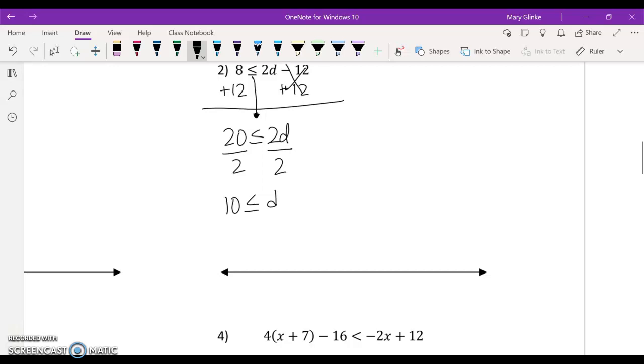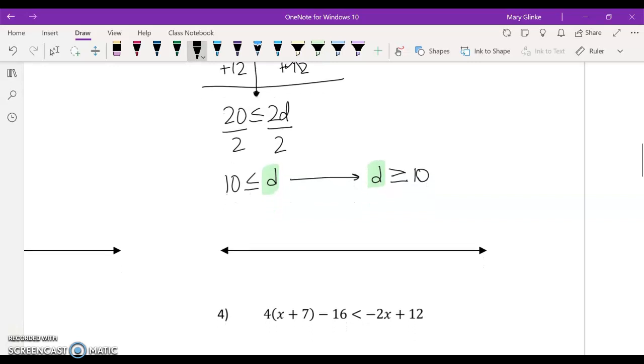Now when you have the variable on the right-hand side, you have to be careful, because this is saying 10 is less than d. So d is the bigger value. What we want to do is write the variable on the left-hand side. So d is actually bigger than or equal to 10. If you want to put the d on the left-hand side, you have to switch your symbol. Notice in both of these, d is the bigger value and 10 is the smaller value.